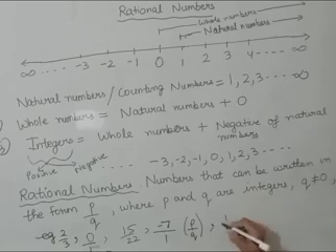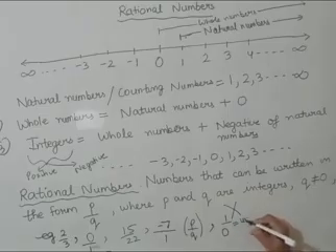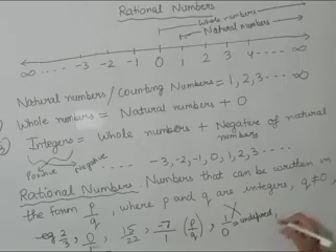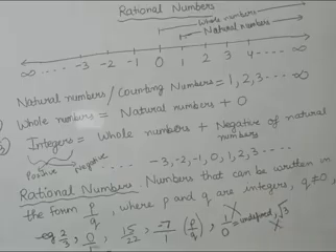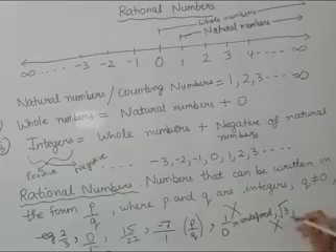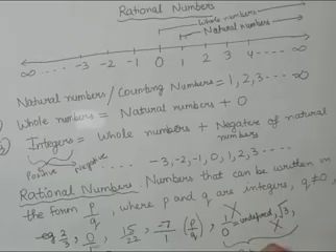Now is 1 upon 0 a rational number? No, it is not a rational number because 1 divided by 0 is undefined. If I say under root 3, is it a rational number? No, it is again not a rational number. So all the numbers which are in the square root or cube root or 1 upon 0, these are not rational numbers.